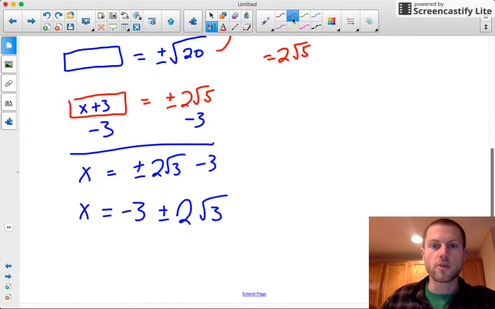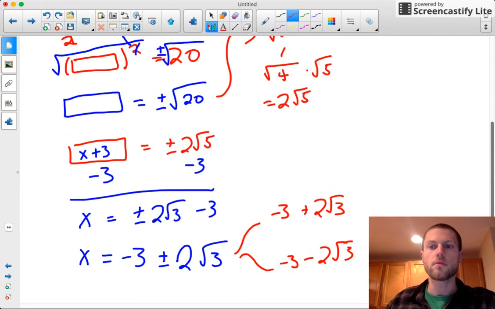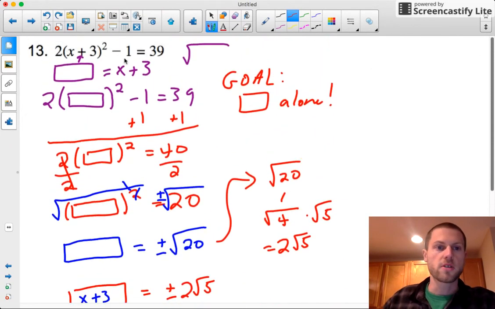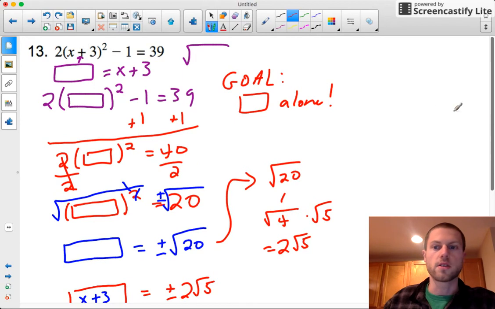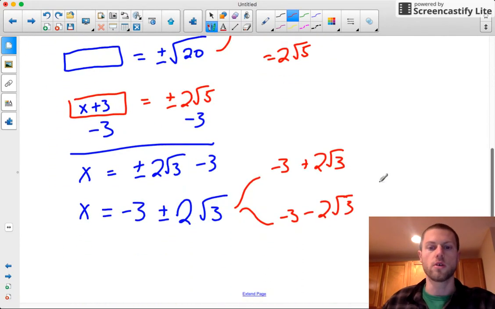Now remember, even though this looks like one solution here, the positive or negative means that this represents 2 solutions. This represents negative 3 plus 2 times the square root of 5, and it represents negative 3 minus 2 times the square root of 5. So these are your roots. And actually, if you were to start off by graphing both sides of this equation, what would you find x to be? Some approximation of these 2 solutions.